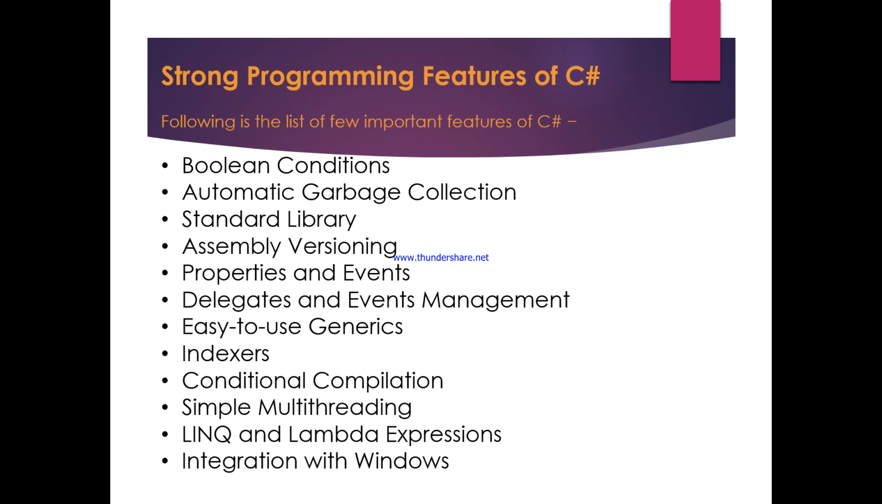Why is it so? Every language has its own features, and the C sharp language has its own strong features. So which are these features? Look at it. Number one, Boolean conditions are included in this C sharp .NET. Automatic garbage collection is, I think, one of the most important features of this .NET language, that is C sharp .NET.